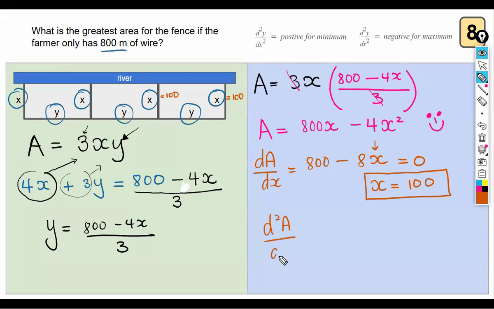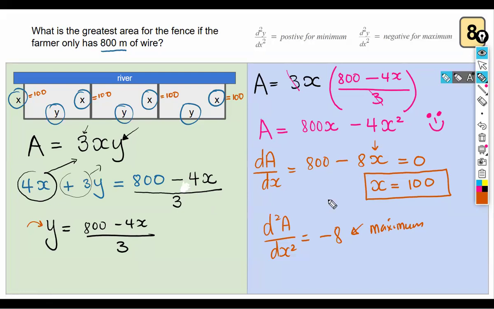So let's differentiate one more time. When we differentiate this expression one more time, we're going to end up with minus 8, indicating that it's a maximum, a straight out maximum. So yes, now it's okay for me to say all the x's need to be 100 for a maximum. To get the corresponding y value, just look through your working and look for any equation where y is the subject. Look, over here, have a little arrow there.